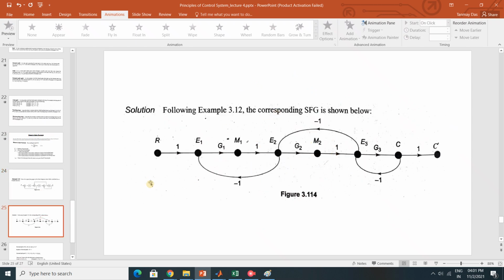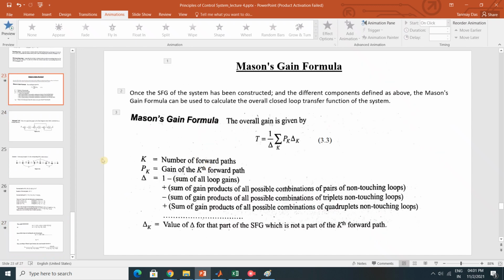So Mason's gain formula is used. Okay, so this is the same system. We will apply the Mason's gain formula to find the transfer function of the system.